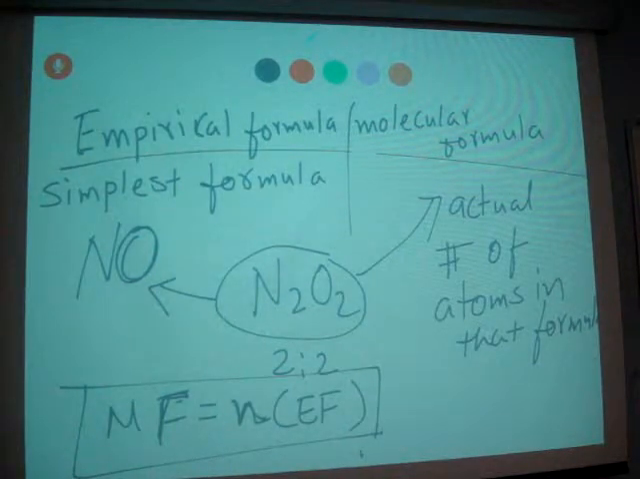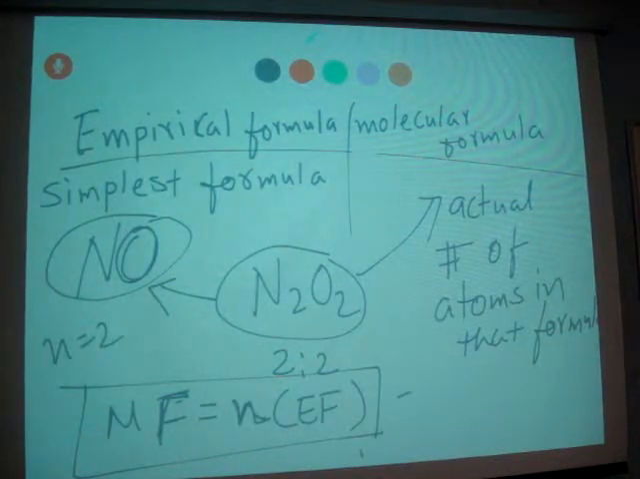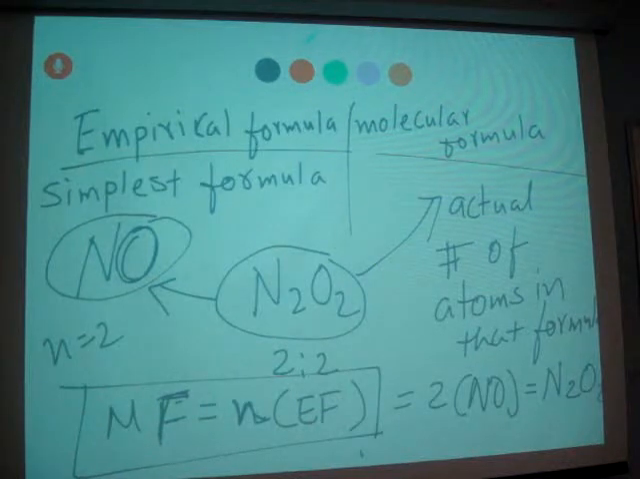So if you know NO, and if you know 2 is the mole ratio, N equals 2, then you can say, okay, 2 times NO, and then your molecular formula is N2O2. Alright? So, it's very important. If you have given empirical formula, and if you given N, then you can calculate molecular formula. Okay? So, let's work on one of these problems on this kind.